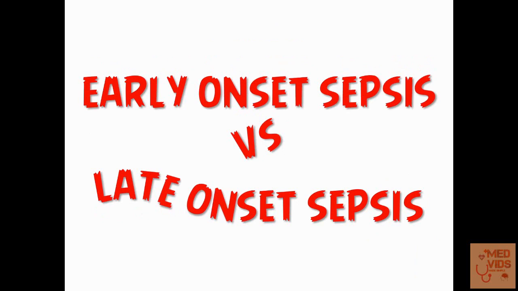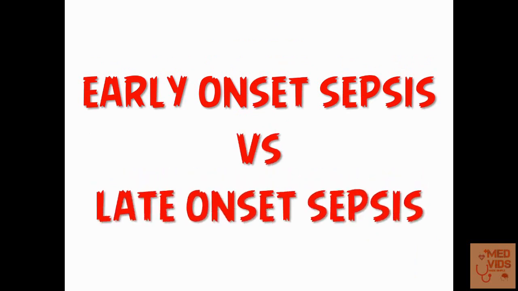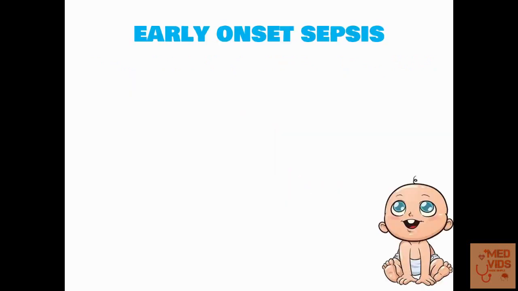Let's discuss the concepts of early onset sepsis and late onset sepsis. Early onset sepsis is that which occurs within 72 hours after birth. So, in early onset sepsis, the child mostly develops the infection during the time of birth. What are the possible ways to get infection during the time of birth?